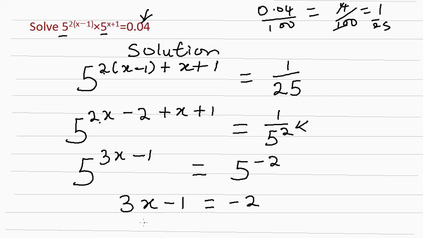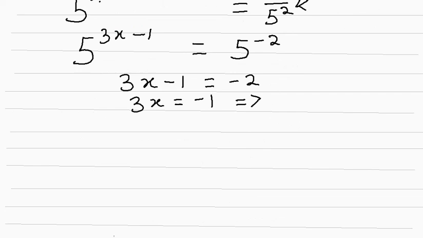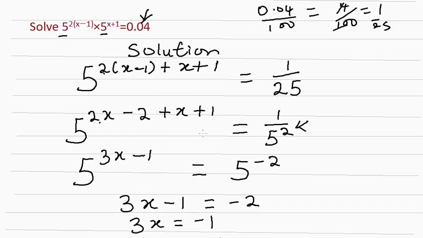Of course, 3x is going to be equal to minus 2. Minus 1 goes over, becomes plus 1. Minus 2 plus 1 is minus 1. Okay, so as a matter of fact, my x is going to be equal to minus 1 all over 3. My x will be equal to minus 1 all over 3. Okay, so that is it.